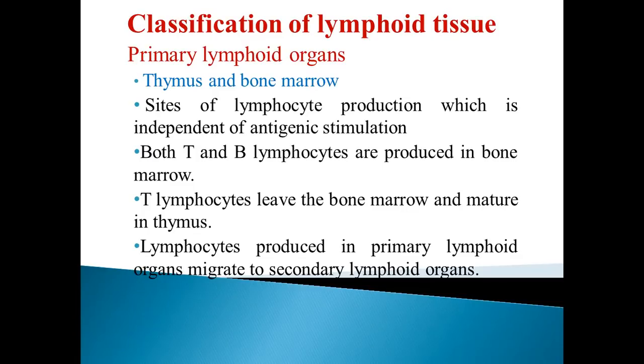The primary lymphoid organs are the thymus and bone marrow. These are the sites of lymphocyte production, which is independent of antigenic stimulation. They do not need any antigenic stimulation for lymphocyte production, and they are fully developed at birth. Both T and B lymphocytes are produced here. T lymphocytes leave the bone marrow and mature in the thymus. So in thymus, T stands for T lymphocytes. Lymphocytes produced here will migrate to secondary lymphoid organs.